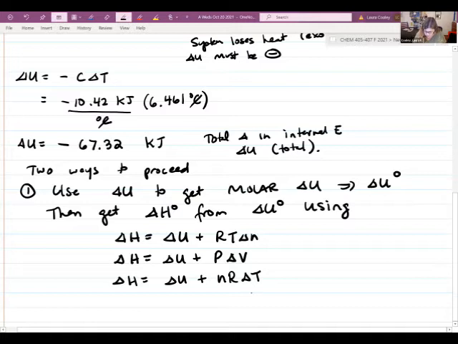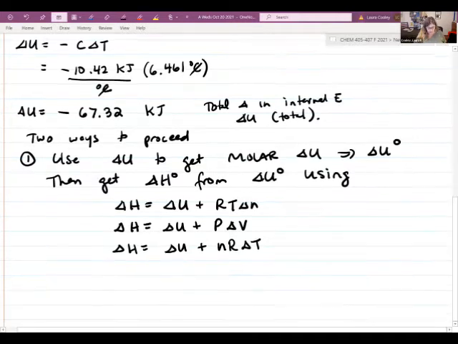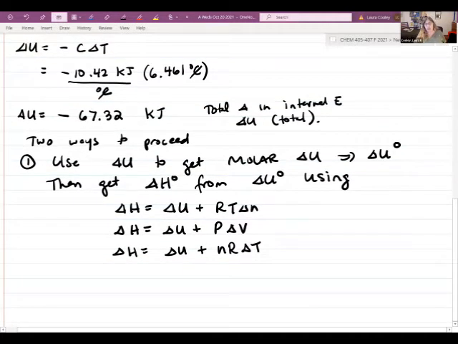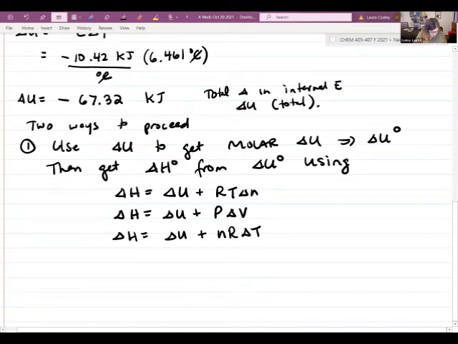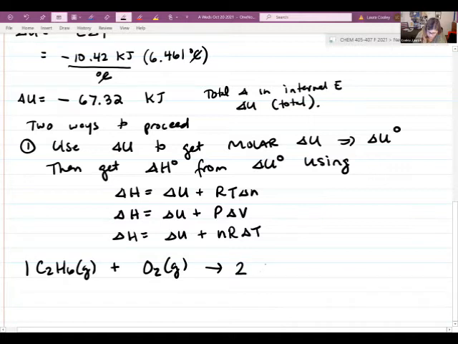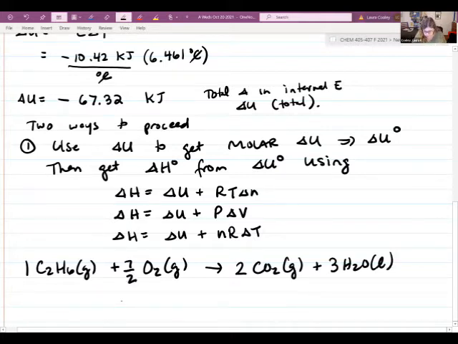Okay, so what's happening in this reaction is it's a combustion reaction, and there is a change in the moles of gas. Okay, so let me just write the reaction down. C2H6 plus oxygen goes to 2CO2 and 3H2O. And there's 7/2 here to balance the equation. Okay.